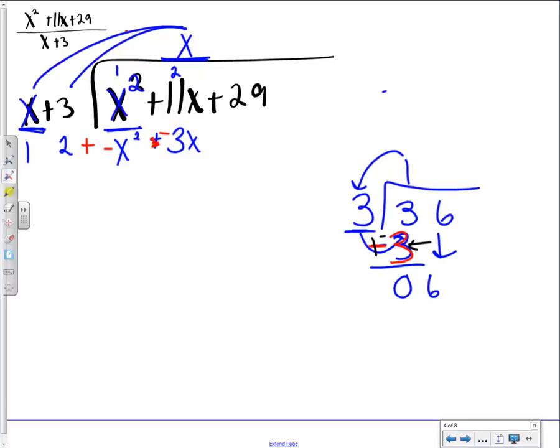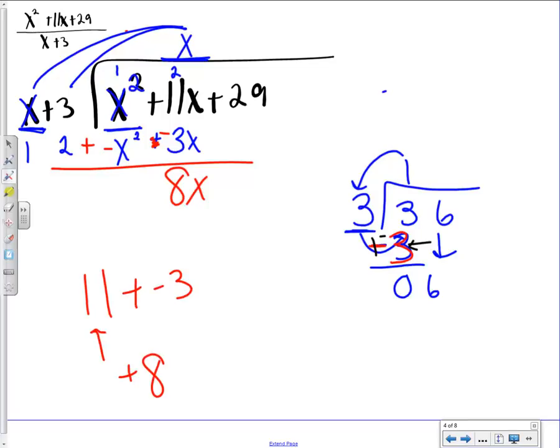Okay, so now the problem that I have is I want to combine or add 11x and negative 3x. When I combine them together, I end up with a positive 8x. How did I do that? I did 11 plus a negative 3. Signs are different. Subtract and take the sign of the bigger number, which was positive.